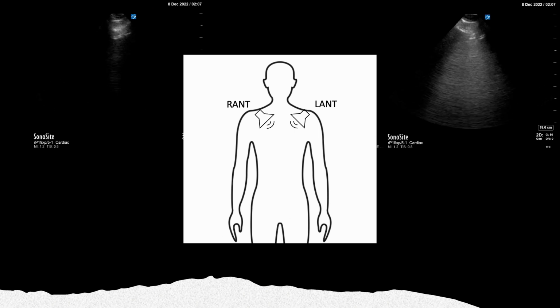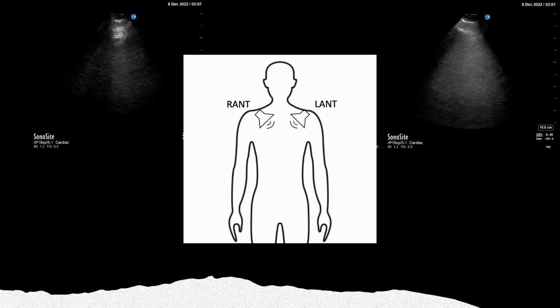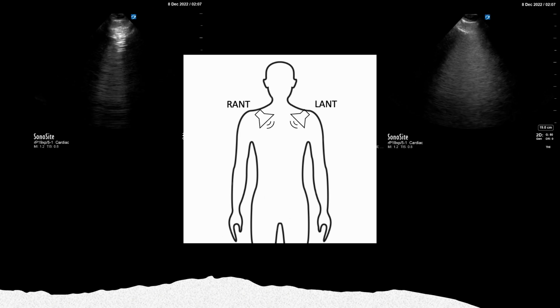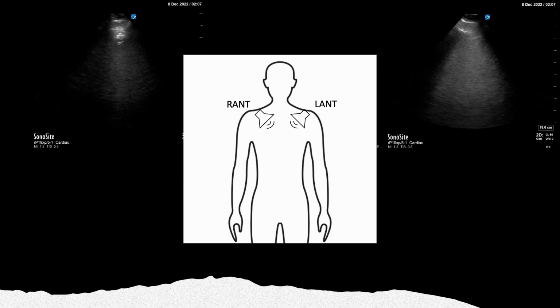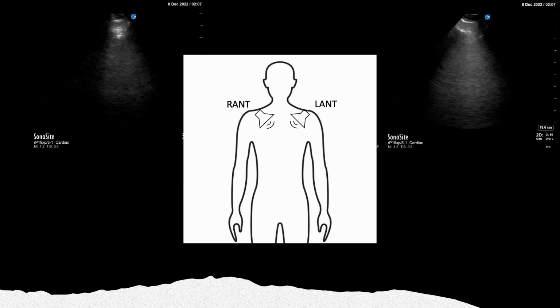So now we're looking at a RANT and LANT view of the lung. We're looking more at the apices and superior anterior aspects of the lungs, and it's called RANT because it's the right anterior aspect and LANT because it's the left anterior aspect. So you'll see on the right hand side of the patient, when they take a breath in, I can see that there is marching ants of the pleura at the superior aspect.